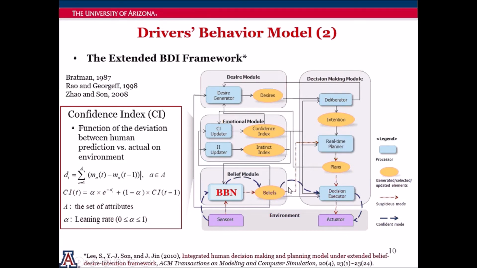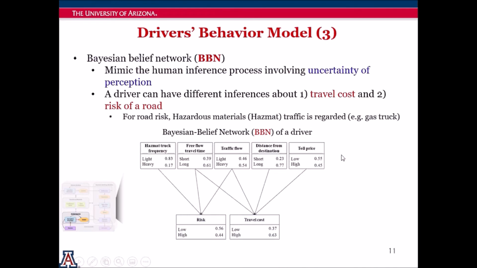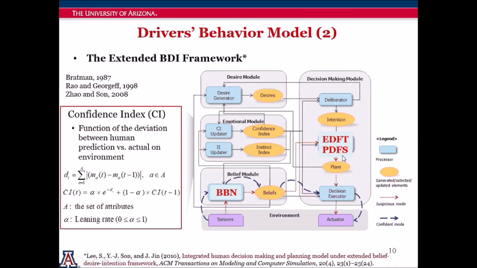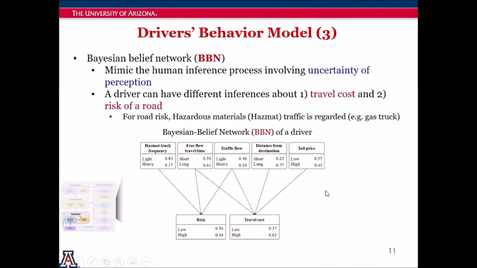Basically, we use several AI techniques like Bayesian belief network, extended distance field theory, a probability depth-first search algorithm, and so on, to generate the route plan for each driver under the given roadway environment.